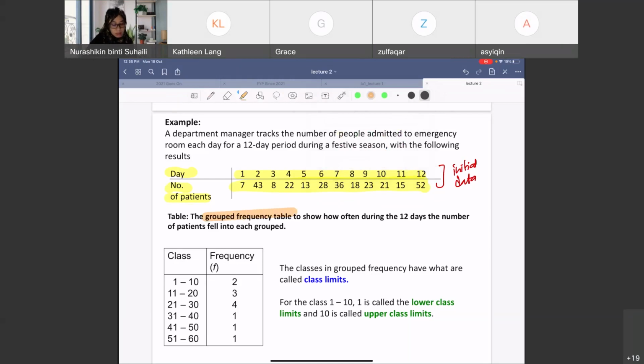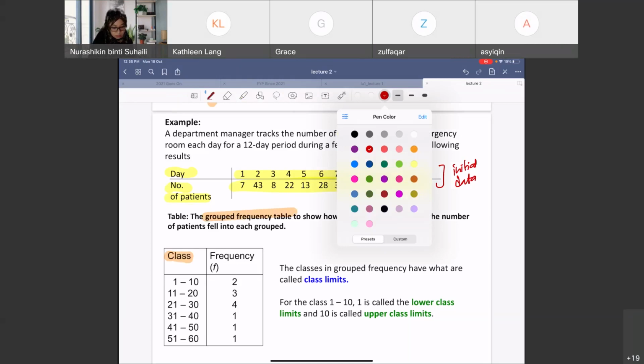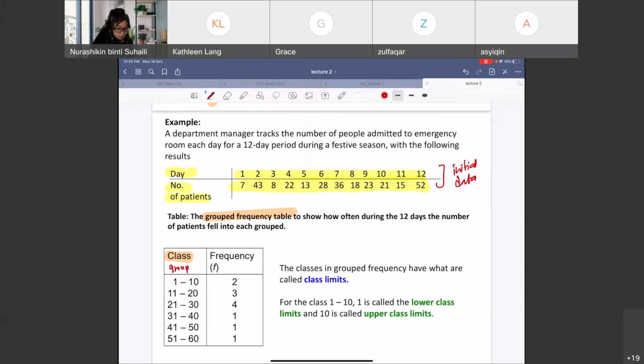Now, when you want to create a group frequency table, first you have to create a class or a group. Group or class is the same. But first you have to see your data. You have to know what is the minimum and the maximum point. What you're analyzing is the day, which is the subject, and the number of patients is the frequency. Is it frequency? Yes, good job.